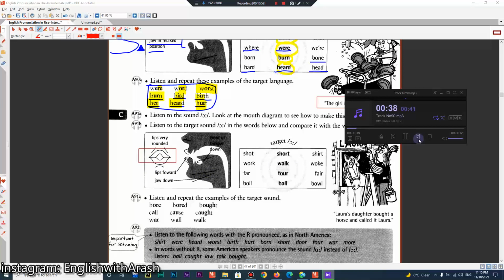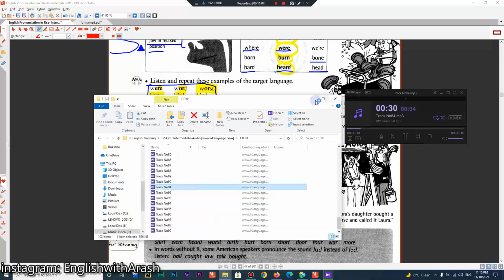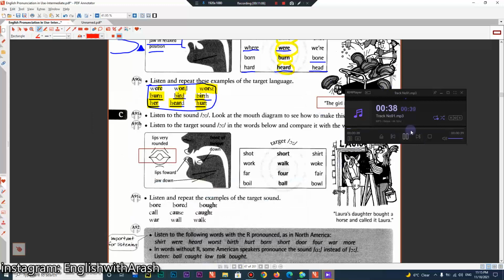A90A, A84A, A91A, or, or, or, A91B, shot, short, shirt, work, walk, woke, far, for, fair, boil, ball, bowl.